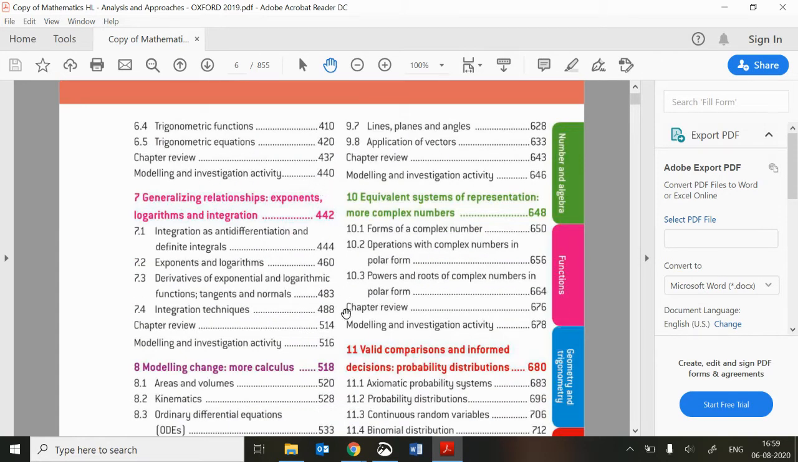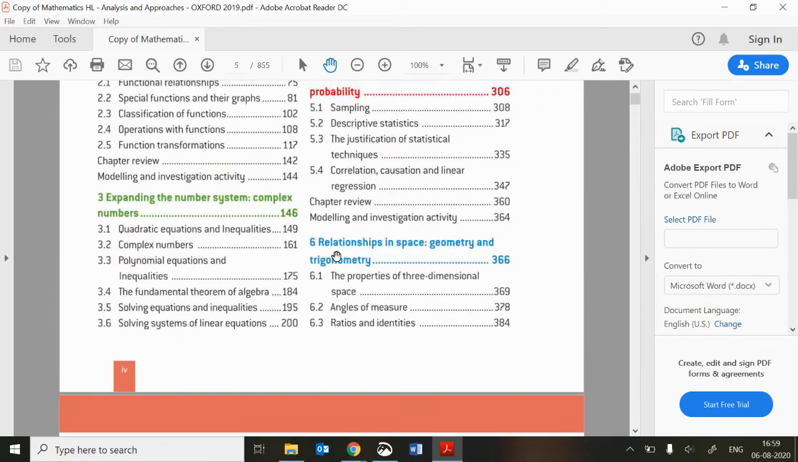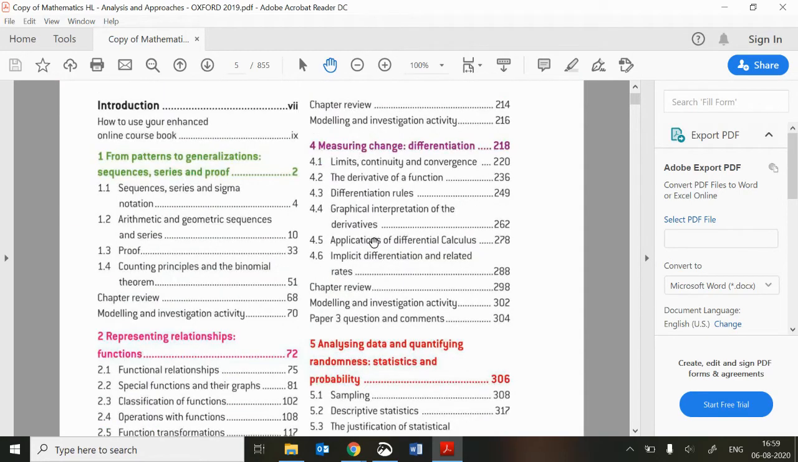Then we have more kind of number work here, exponentials, logarithms, and lumped in with that is integration. Integration being the reverse or the inverse function to your differentiation.